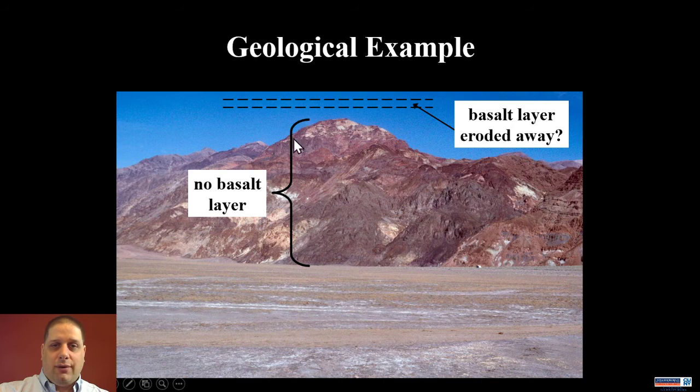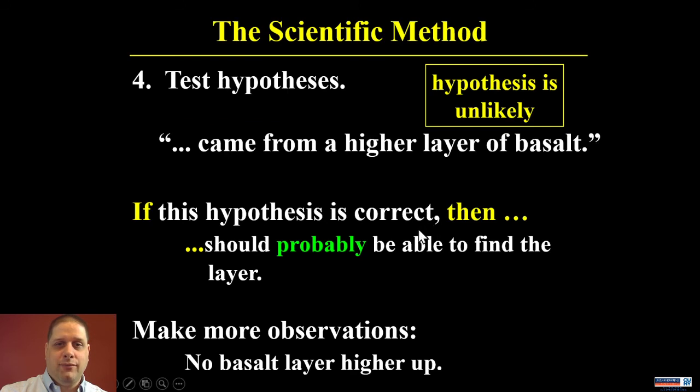So here's our mountains in the original picture. And we go up there and there is no basalt, but like I said, it could have been eroded away. This hypothesis is unlikely since we can't find the basalt layer, right?